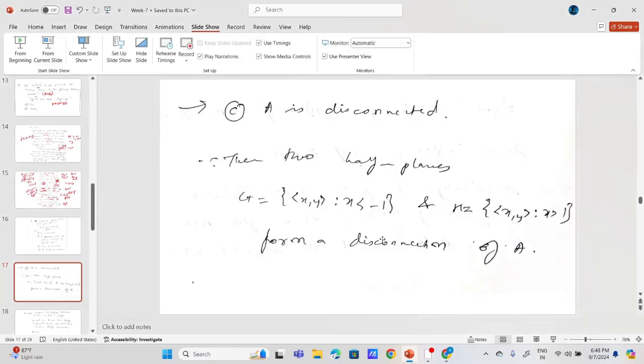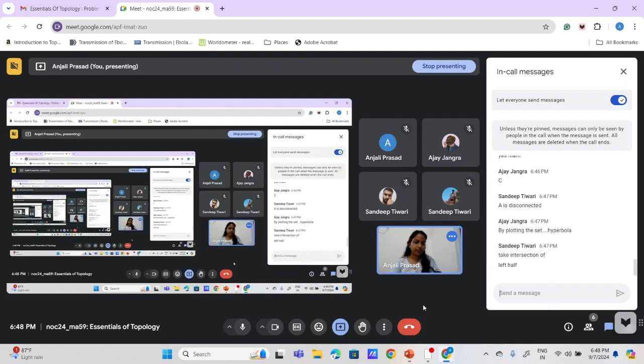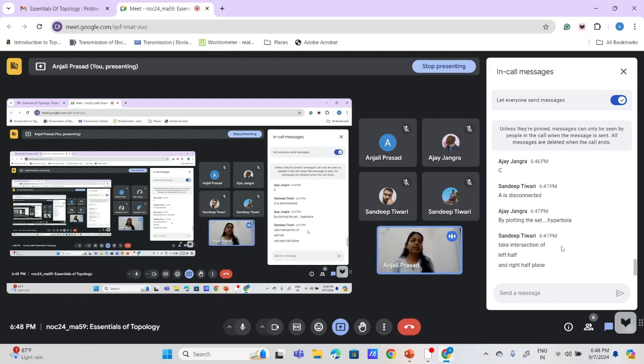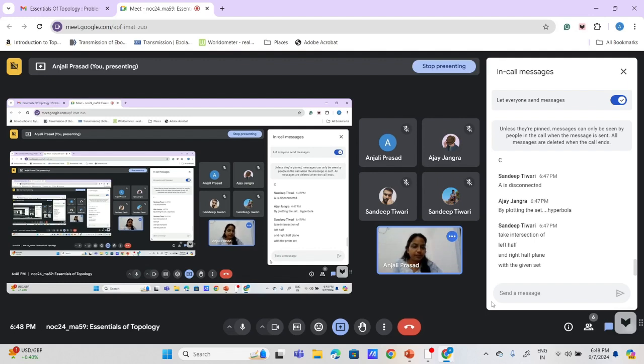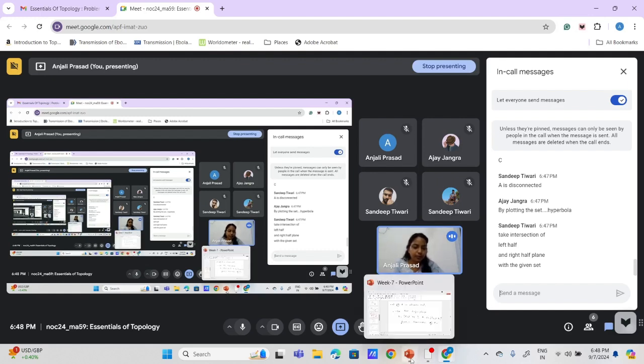Okay, how can we prove it? Yeah, we can directly plot the hyperbola given by x² minus y², and then you can easily say that it is disconnected. Okay, you can take intersections, but directly by the hyperbola, you can see that it is disconnected. Okay, let's see the proof part.